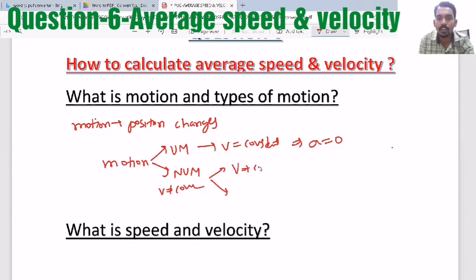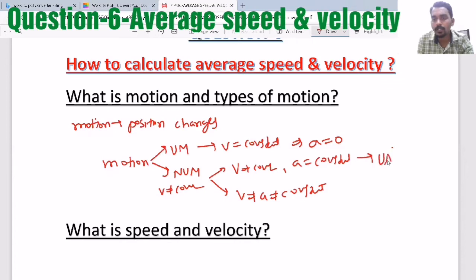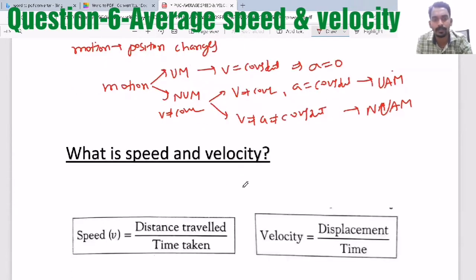In one case, velocity is not constant but acceleration is constant. Another condition is where velocity as well as acceleration are both not constant. That is, acceleration constant means uniformly accelerated motion. Acceleration variable means non-uniformly accelerated motion. These are the types of motion.